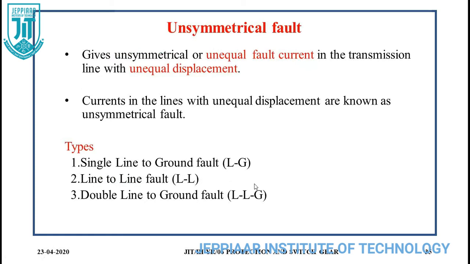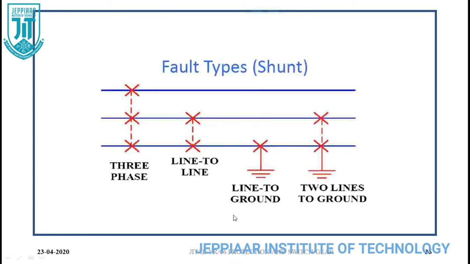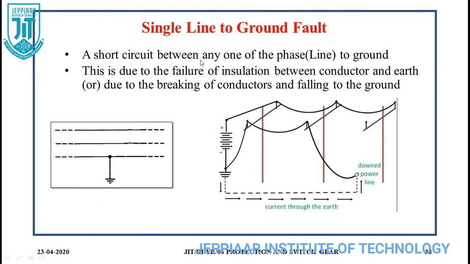Next one is unsymmetrical fault. Unsymmetrical fault means unequal fault current and unequal displacement. It may be classified into three: LG, where L represents line and G represents ground, so single line to ground fault, or line to line fault, or double line to ground fault, LLG. In this diagram we can show all the types of faults: single line to ground, line to line, two lines to ground, and three phase line fault.